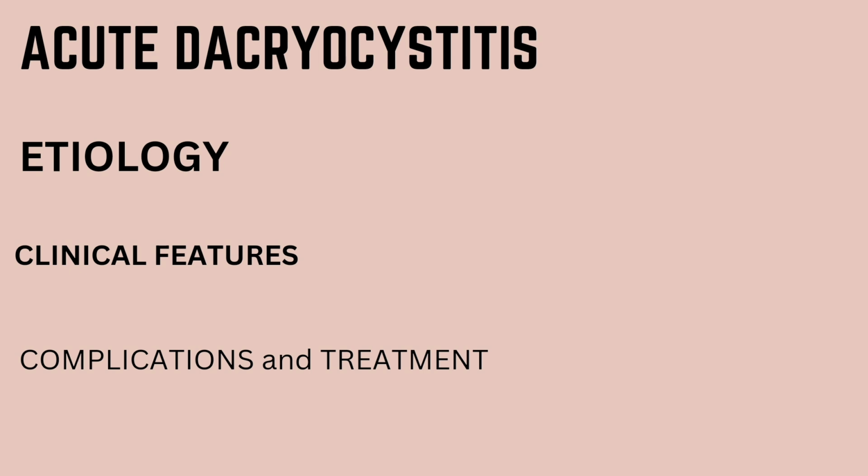Now let us discuss the complication and treatment of acute dacryocystitis. The complications include conjunctivitis, corneal ulceration, lid abscess, osteomyelitis of the lacrimal bone, orbital cellulitis, facial cellulitis, rarely septicemia or cavernous sinus thrombosis. Now, what could be the treatment? The treatment of first stage, that is the stage of cellulitis, include topical or systemic antibiotics, anti-inflammatory and analgesic drugs to control infection and relieve pain.